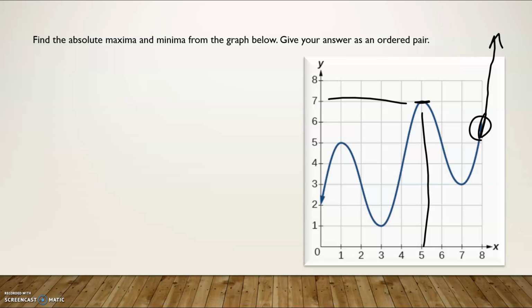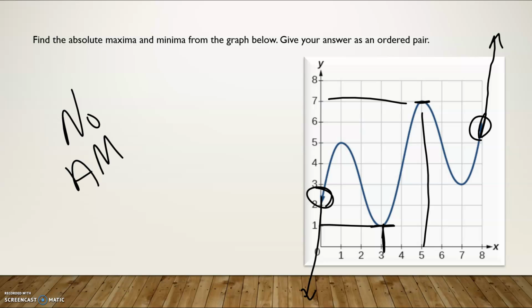So I don't necessarily have an absolute maximum because my graph will keep going up and up and up. So that means my numbers will keep increasing forever. And same thing over here. Don't say, okay, the lowest point is right here. So the ordered pair is 3, 1. Because look at this right here. You got an arrow. It'll keep going down and down and down forever. So for this one, the numbers will keep getting increasingly negative. So for this one, there is no absolute max and no absolute min.